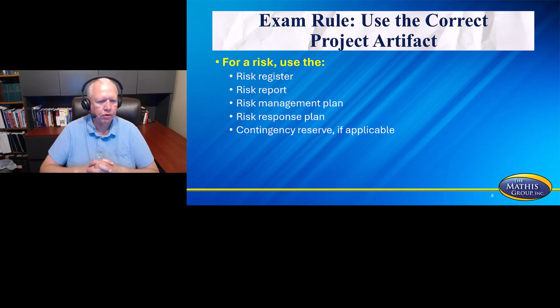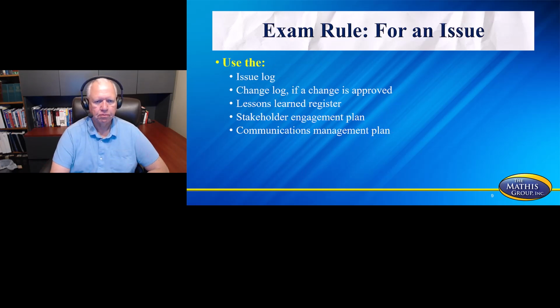For a risk, use the risk register, risk report, risk management plan, risk response plan, and contingency reserve if applicable. And one other thing on risk that I'm not really emphasizing in this part is that with risk, you have the threat side and the opportunity side. That might be a little different for you. I've talked about that in other videos though. And so you do have opportunities that you're going to want to do some of these things with as well. You want to have them happen on your project.